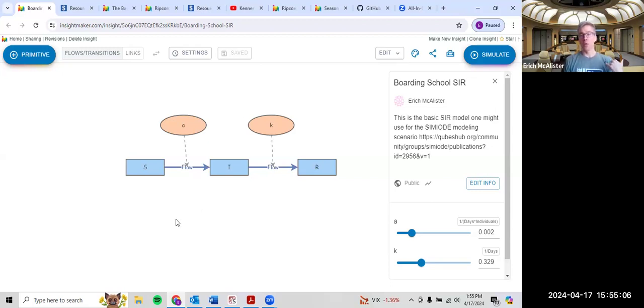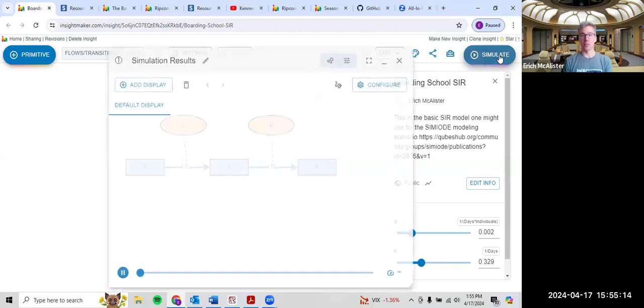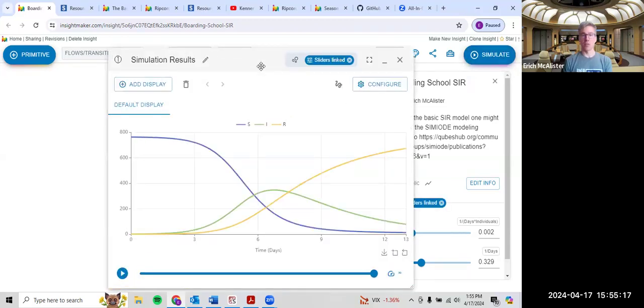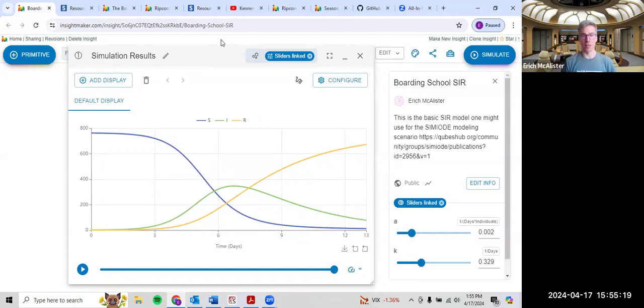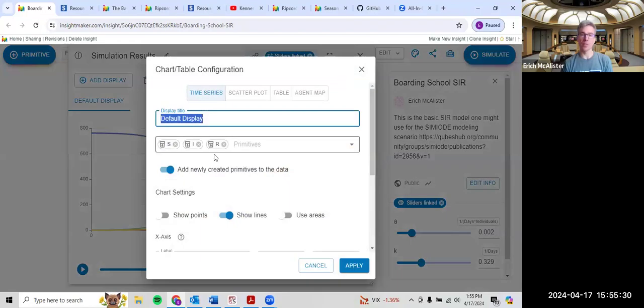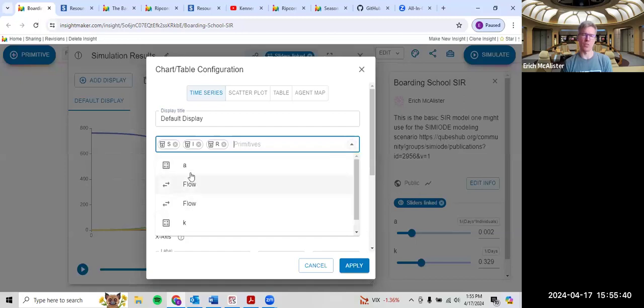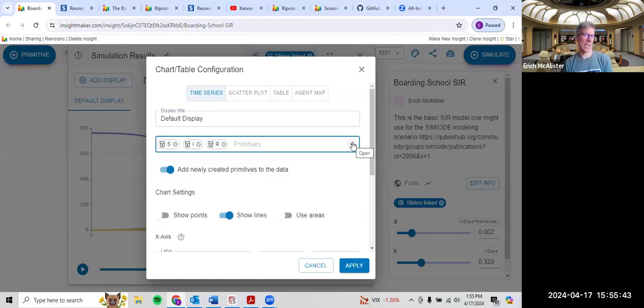And then finally, we can say simulate. So up here, it says simulate. I'm going to hit simulate, and it graphs it for me. So I've got S, I, and R. It graphed that. I can do different displays. If I say configure here, the default is, so I chose to graph those three primitives. It's not often that you'd say, hey, let's graph the derivatives or graph the parameters. You can if you want.